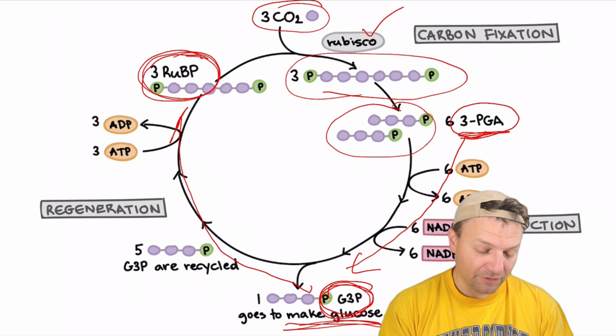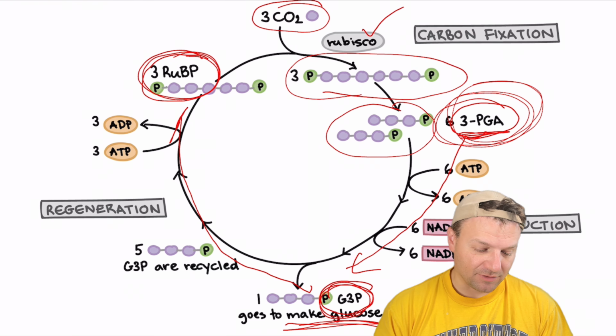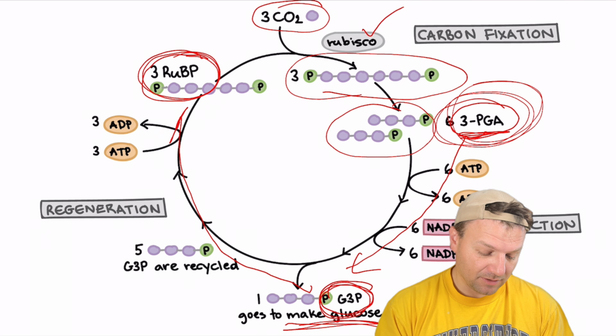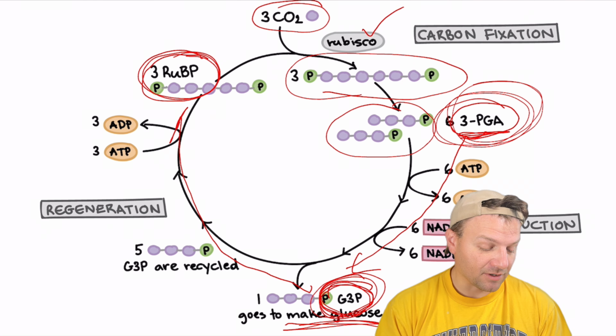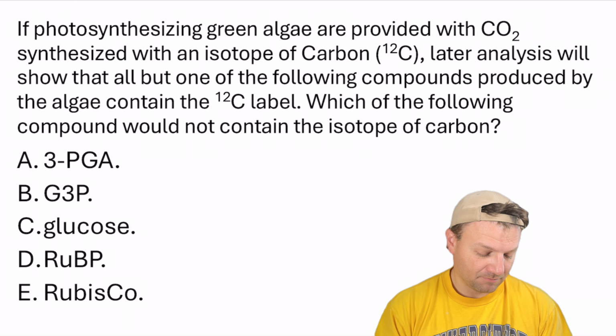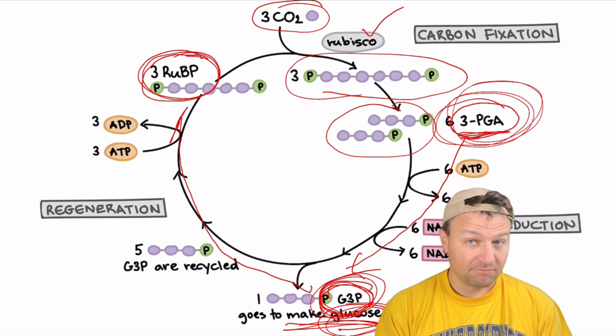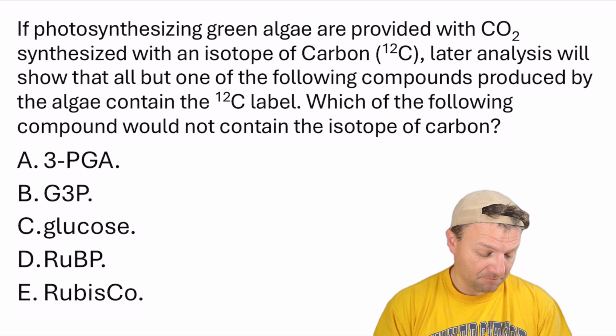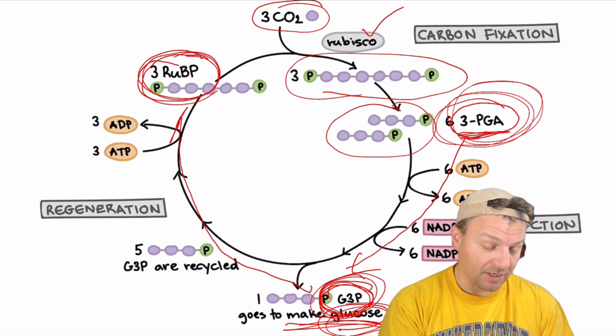3-PGA. Yeah, we find that right here. So that's not the answer. G3P. Yeah, we find that right here. That's not the answer. Glucose. Yeah, we find that right here. That's not the answer. RuBP. Yeah, we find that right here. That's not the answer.